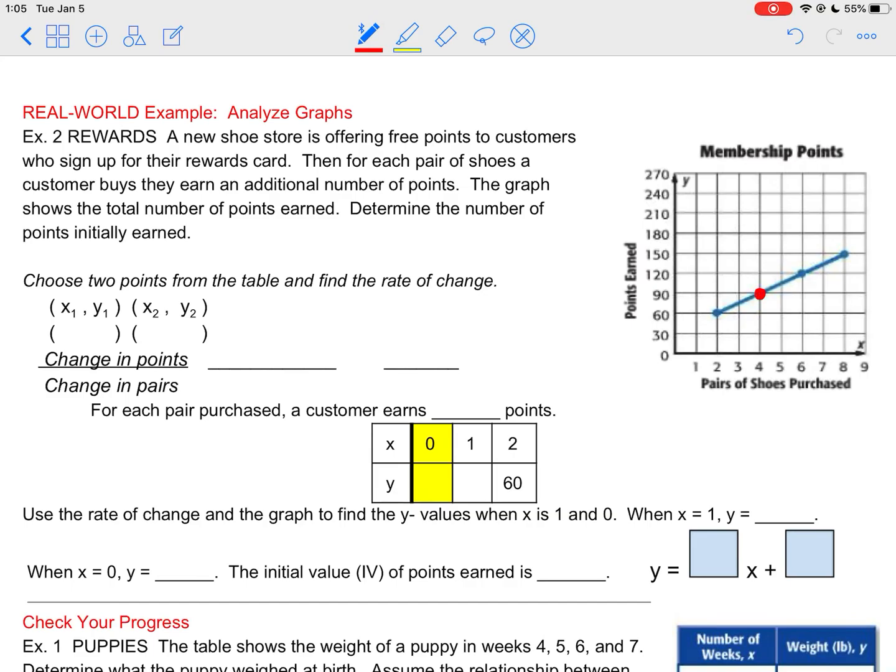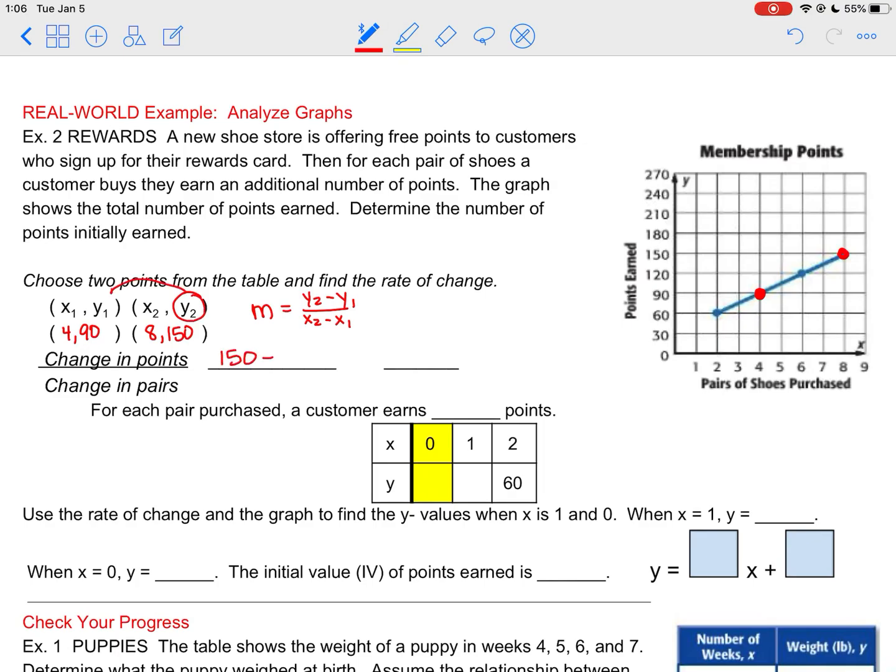So we can choose any 2 of these 4 points. So I'm going to choose 4, 90 and 8, 150. So I choose 2 points from that graph in order to find the rate of change. So I'm just going to write down that slope formula again. Second y minus first y over second x minus first x. And then I'm going to plug those numbers in.